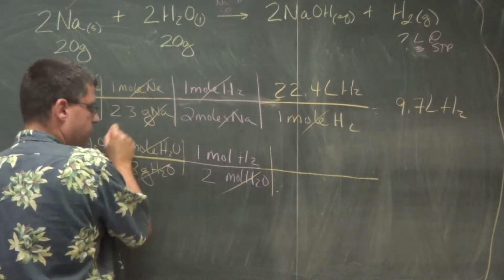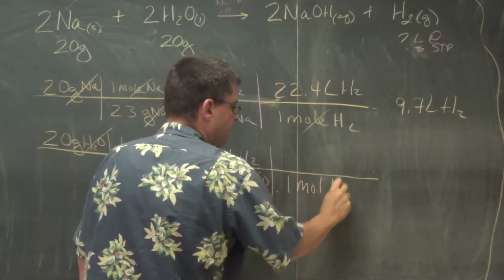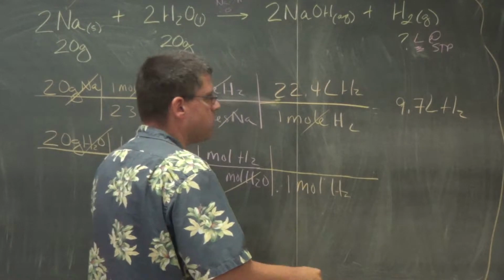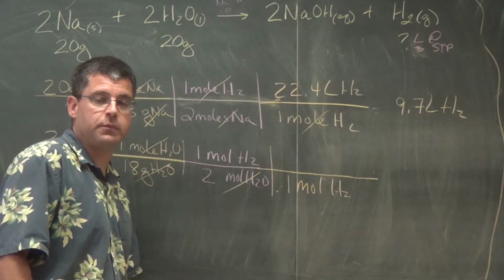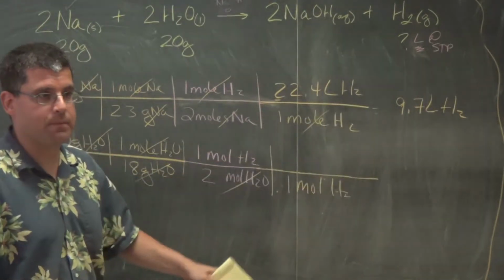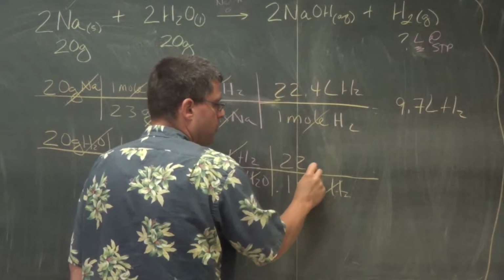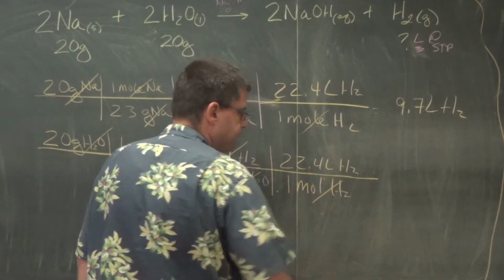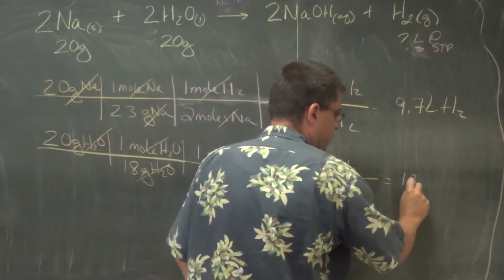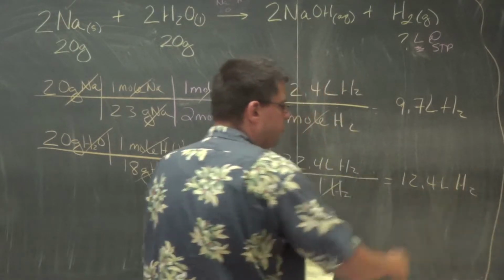Cancel, cancel, cancel, cancel. What goes down here? 1 mole of H2. What goes up top? Should be 2 grams. Up. No, you know what? I just made a mistake. I was so used to doing the molar mass, I forgot we need to find volume. So we use our given 22.4 liters of H2. Okay, so given that information, my final answer here is going to be approximately 12.4 liters of H2 is produced.